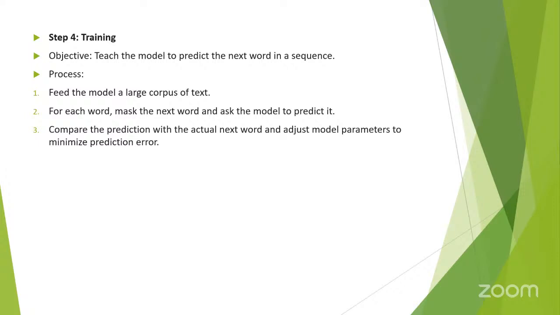For each word, we'll mask the next word. Sometimes we use masking that is called static masking, and sometimes we use dynamic masking. Why do we use this? Masking is generally used so that our model does not get overfitted. Within our training data set itself, we will do the masking.